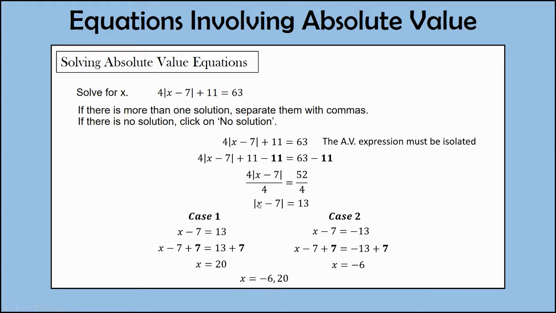Put -6 in here. -6 minus 7 is -6 plus -7. That's -13. Absolute value of -13 is 13. Okay, put 20 in here. 20 minus 7 is 13. Absolute value of 13 is 13. So you can check them real quick.